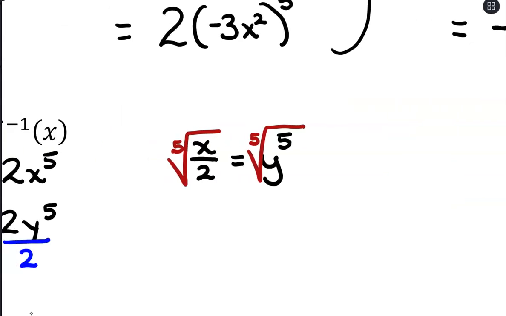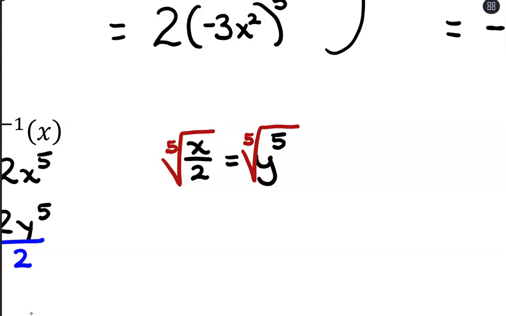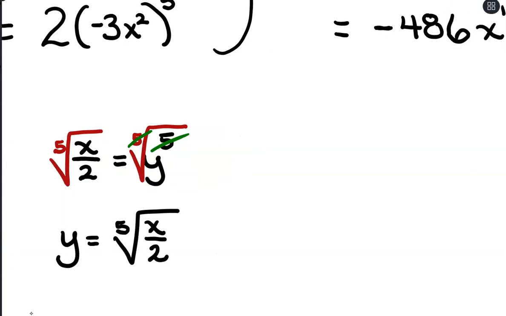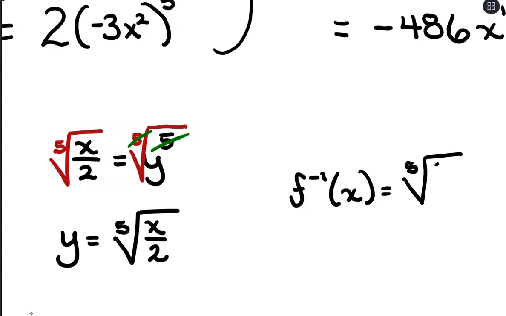Okay, so all of that to say, we need to take the 5th root of both sides so that there's this nice cancellation between the root and the exponent. So that means y is equal to the 5th root of x over 2. And that would be our inverse function. And to really finish it, let's go ahead and bring in that inverse notation for that 5th root of x over 2.